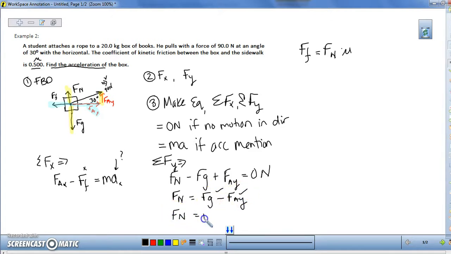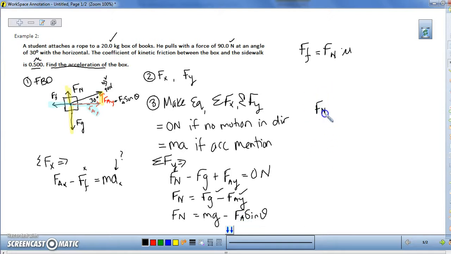So remember, Fg is mg, so we have the mass, which is right here. G is just our constant, and then we have the hypotenuse of our triangle, or in other words, we have the force applied right here. So remember, for the y piece, it's going to be force times sine of the angle. So force times sine angle, force applied like that.